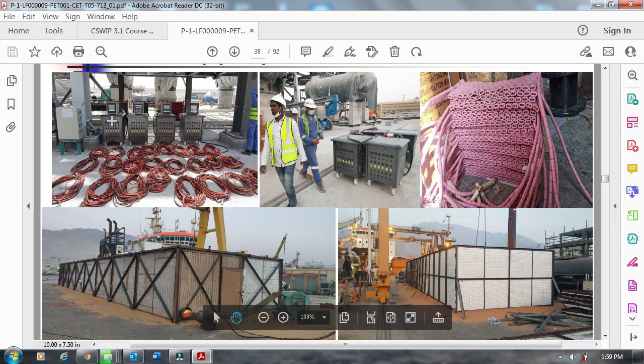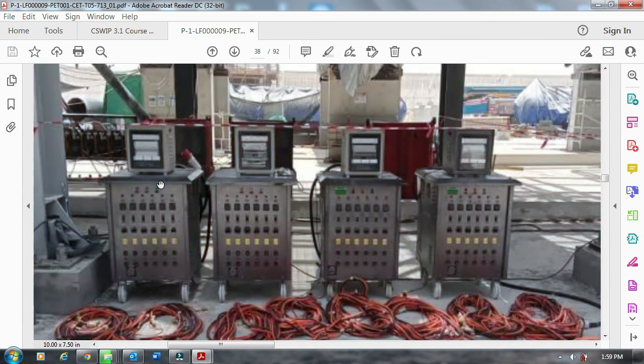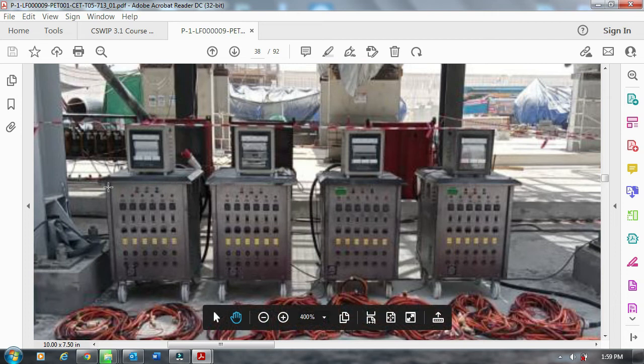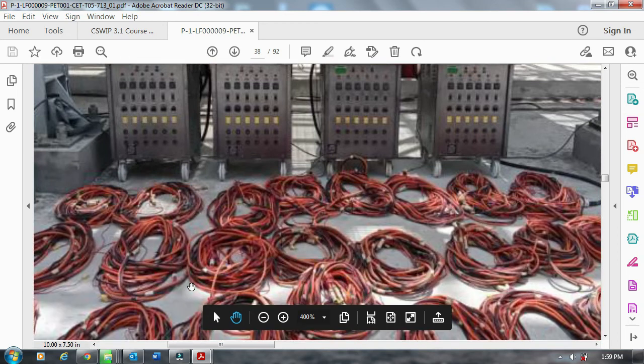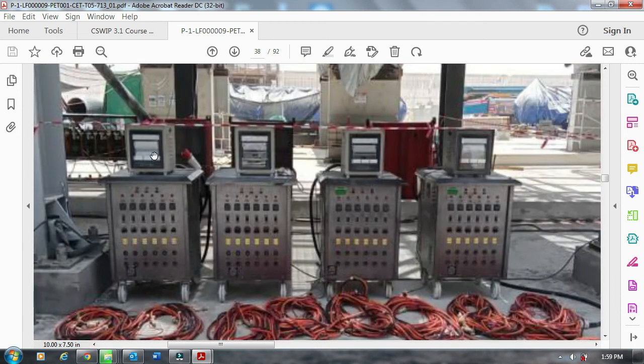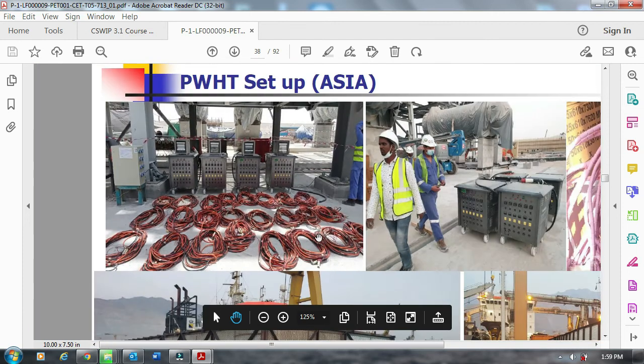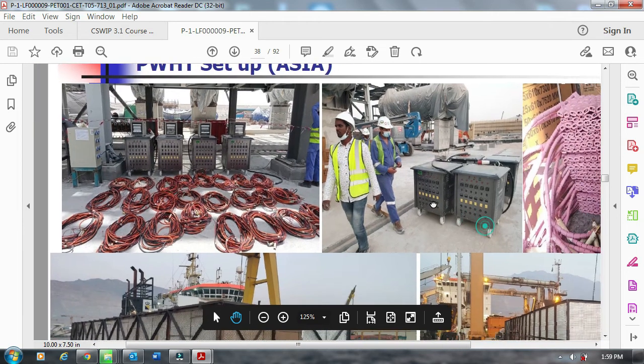These are called PWHT machines. You can see this is how they look. This is the recorder. There will be a recorder on the top, and the heating transformer and everything will be inside this box. There will be a lot of channels where you can connect these cables. These cables are connected to the heating element, and then to this machine, which is connected to this chart recorder. This chart will record the entire operation. So this is how the machine looks.